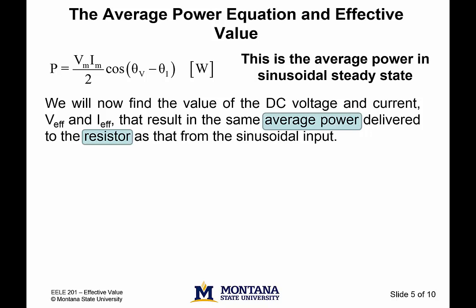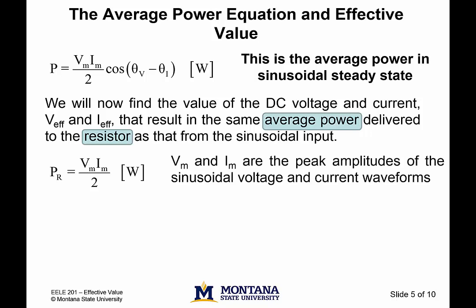How do we take the equation on the top of the slide and make it pertain to a pure resistor? In its present form, it can be used to evaluate the average power associated with any impedance, including a composite impedance consisting of both real and imaginary components. As we just saw, voltage and current are in phase for a resistor, and thus theta V minus theta I equals 0, and cosine of 0 is 1. Therefore, for a pure resistor, the average power equation becomes simply Vm Im over 2. Recall that Vm and Im correspond to peak amplitudes of the sinusoids.